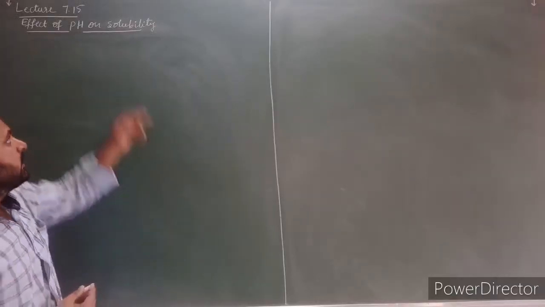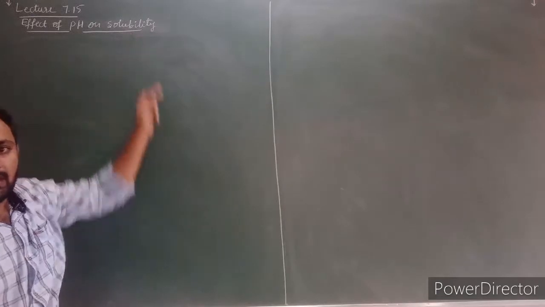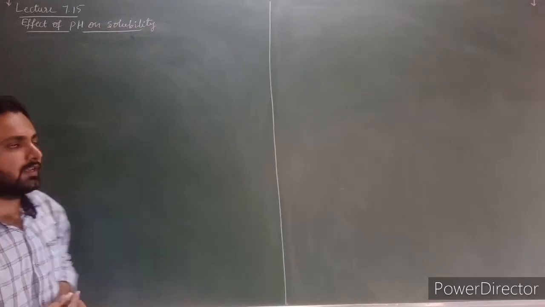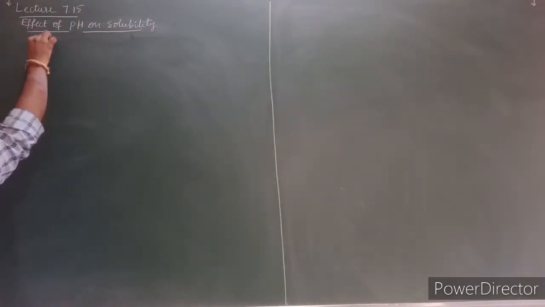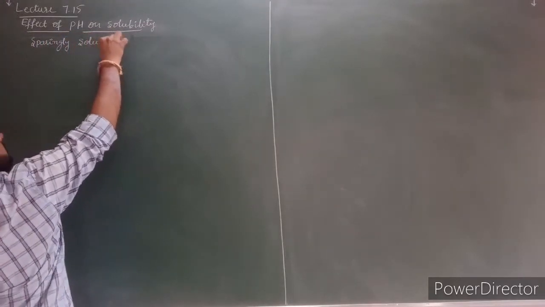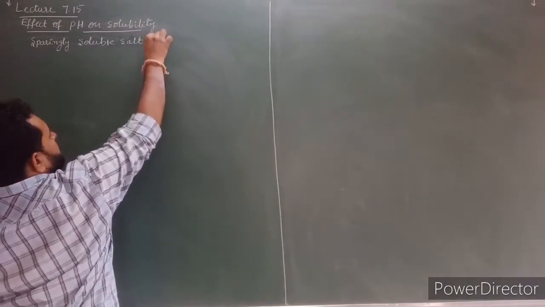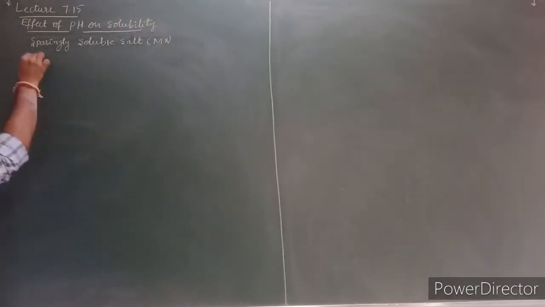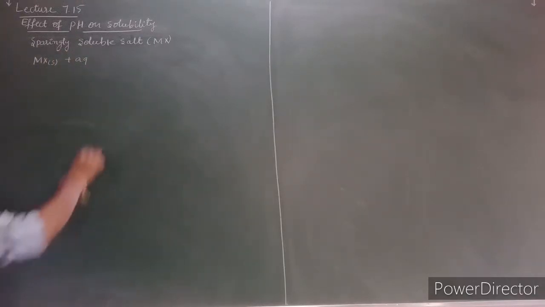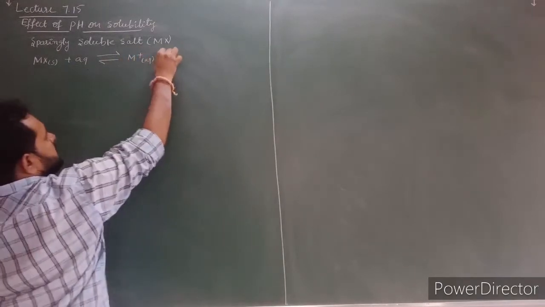Next, let us discuss about effect of pH on solubility. To explain effect of pH on solubility, there is a small derivation. To derive the relation, let us consider sparingly soluble salt. Here I will consider general sparingly soluble salt, MX. When solid MX salt is dissolved in water, then it is dissociated into M plus ions and X minus ions.